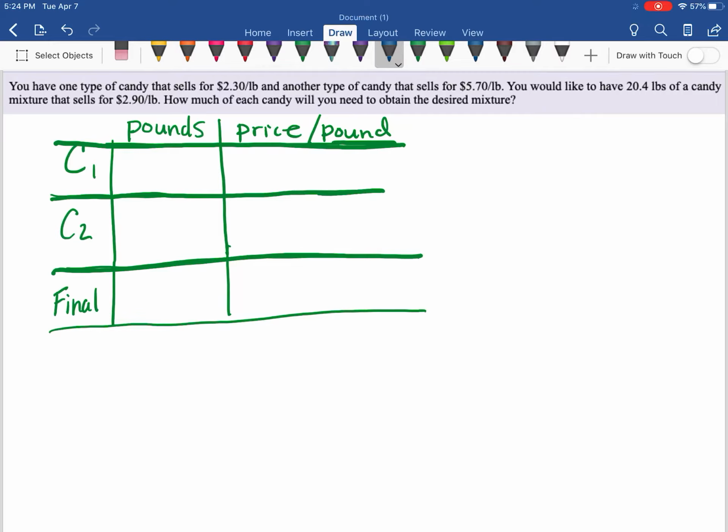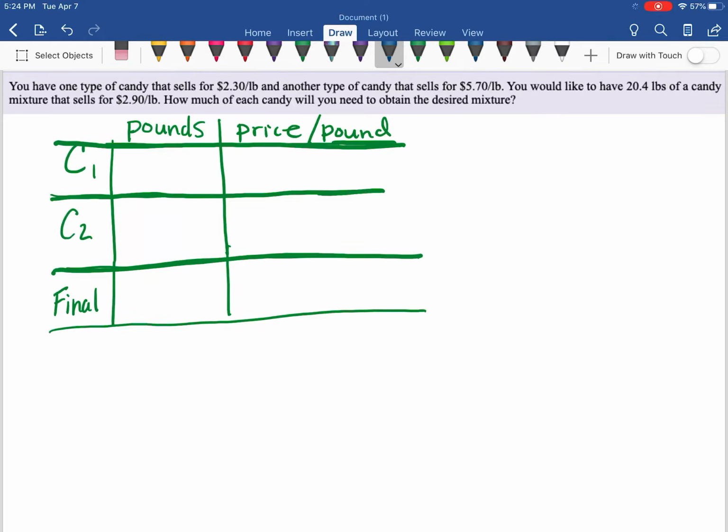Okay, in this example, we're going to do another mixture problem. And in this example, it talks about mixing two different kinds of candies. The problem reads, you have one type of candy that sells for $2.30 a pound, and another type of candy that sells for $5.70 a pound.